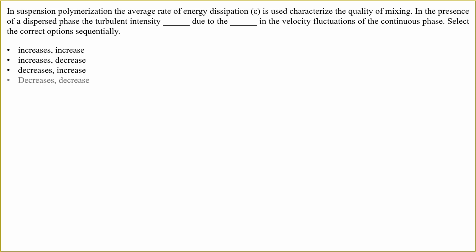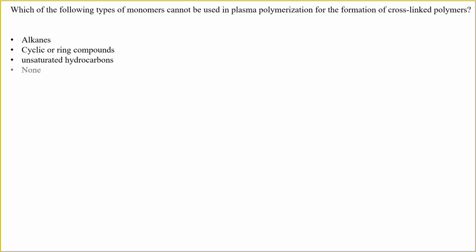So in the presence of a dispersed phase, the turbulent intensity will decrease due to the decrease in the velocity fluctuations of the continuous phase. So that is what is happening. In presence of a dispersed phase, the turbulent intensity will decrease, which can be attributed to the decrease in the velocity fluctuation of the continuous phase.